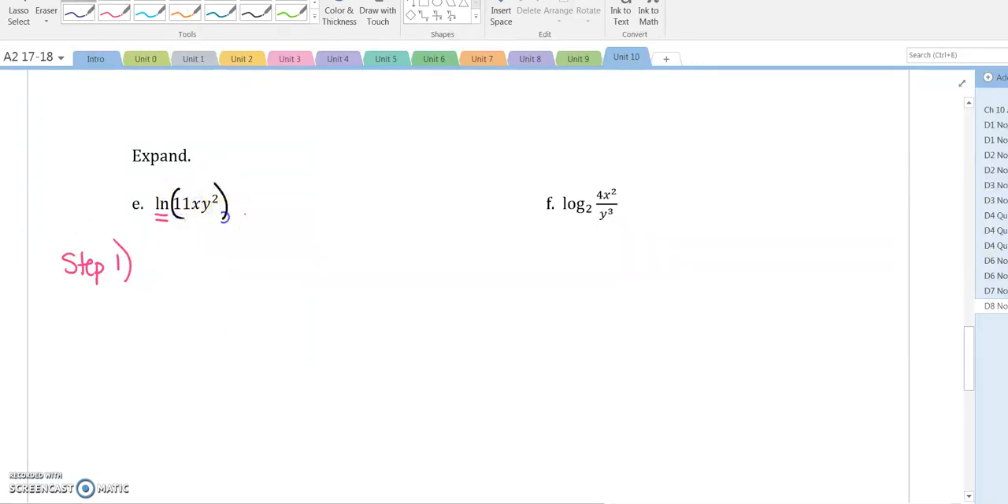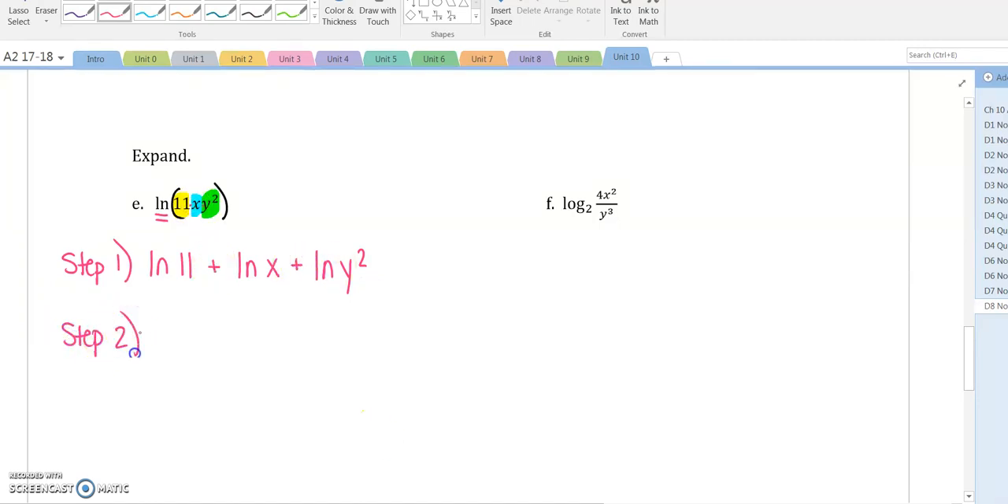So I'm going to look at what's inside my log, figure out how many factors I have: 11, x, y squared. So that's 3 factors, that means 3 logs. Just this time they'll be natural logs, so I'll write ln. So it'll be ln of 11, ln of x, and ln of y squared. And once again, since these are all being multiplied, these would all be addition.